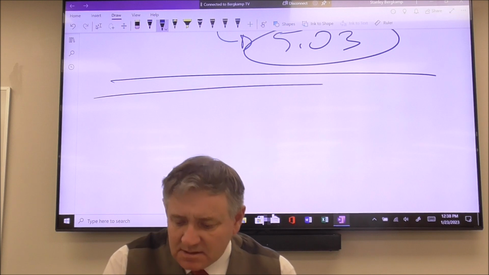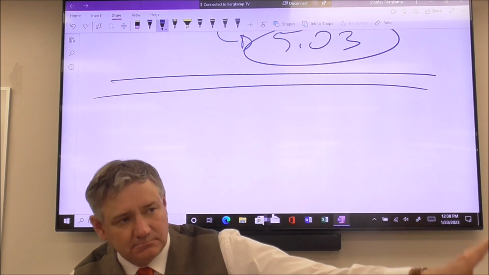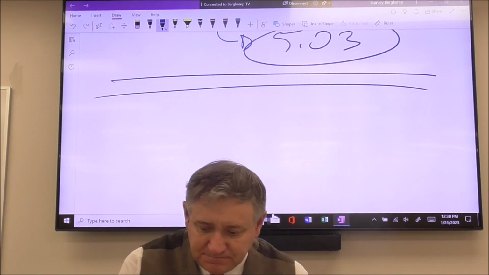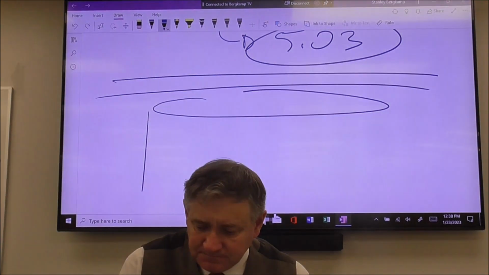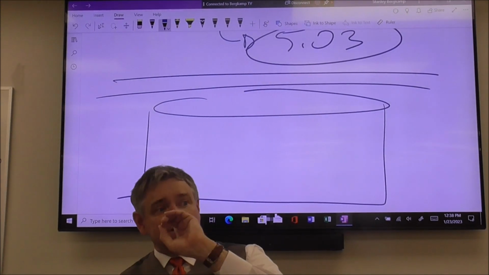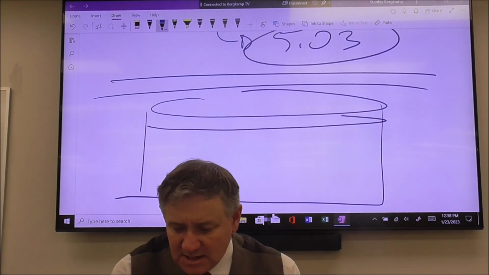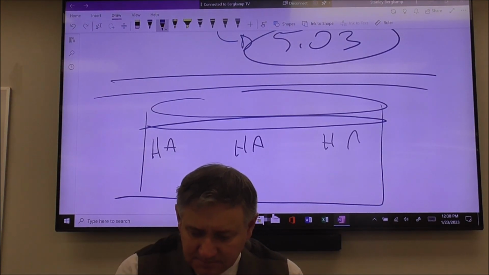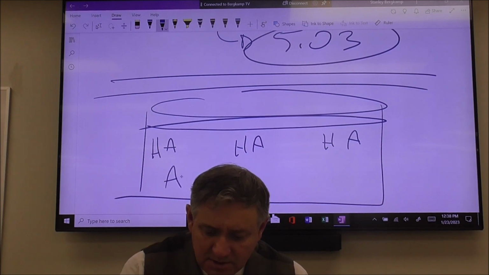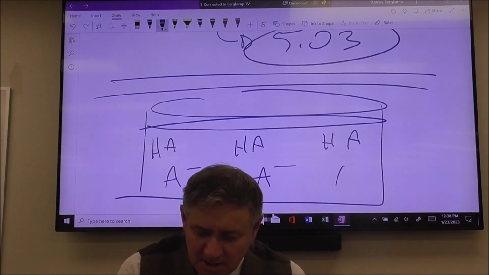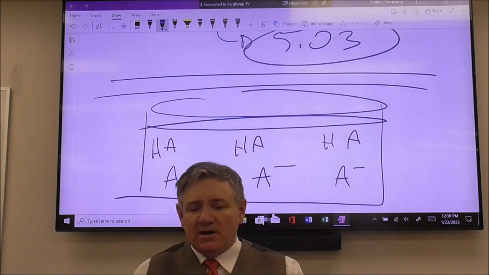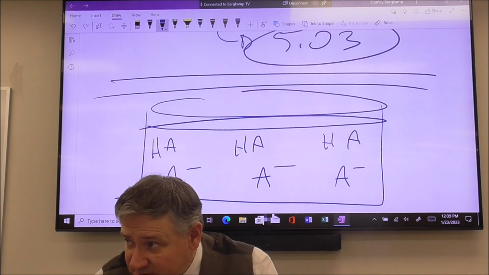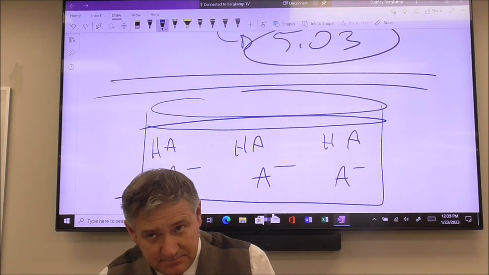That's if it's just the solution, okay? Just the solution. Now, we'll have a buffered solution. Now we're going to draw this a little bit bigger. This is now a buffered solution. So inside of here, you're going to have a bunch of HAs, the acid forms themselves, and you're also going to have a much higher concentration of anions. So I'm going to have acids, and because it's a buffered solution, now I'm going to have anions, okay?